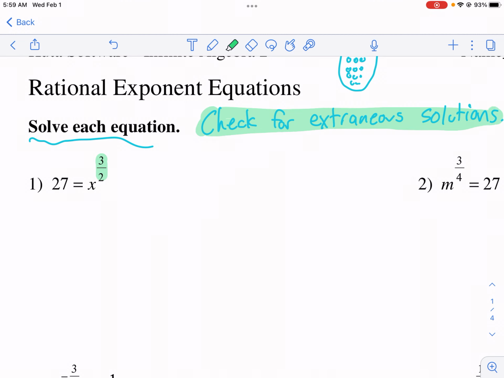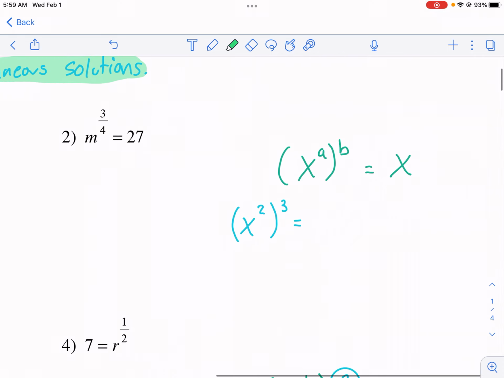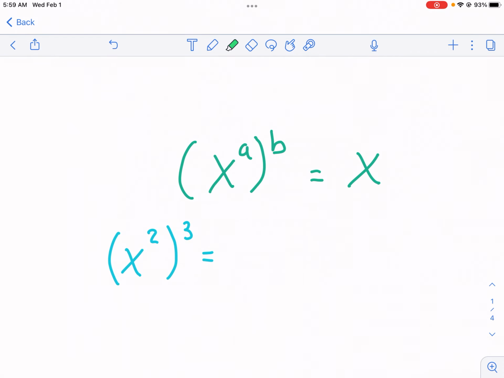Now, before we begin, we need to understand a big idea here. The big idea is we're going to use this concept. Anytime we raise a power to a power, if we have x to the a power and then we raise it to the b power, this is going to give us x to the a times b power. If you just multiply those exponents, when you raise a power to a power, you multiply exponents.